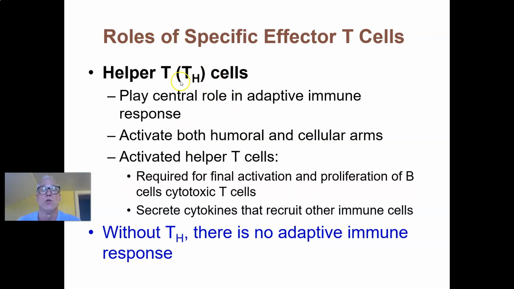Effector T cells include helper T cells, TH sometimes they're called, with this little subscript. They play a central role in all adaptive immune responses. Both humoral and cellular immunity depend on co-activation, co-stimulation by helper T cells. So we can't have any adaptive immune responses without co-stimulation, or a second signal, produced by helper T cells.